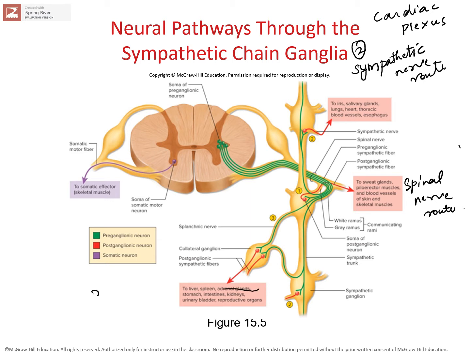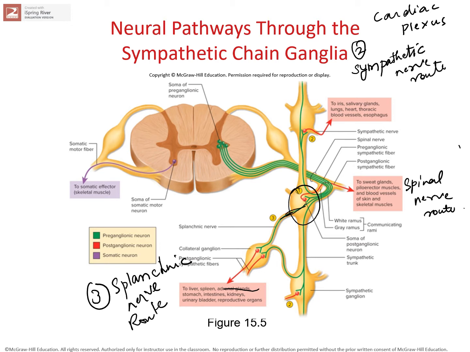The third route is known as the splanchnic nerve route. In the splanchnic nerve route, some of the fibers that emerge from the spinal nerves pass through the ganglia. So you see these ganglia over here. They just pass through the ganglia without synapsing with another nerve.